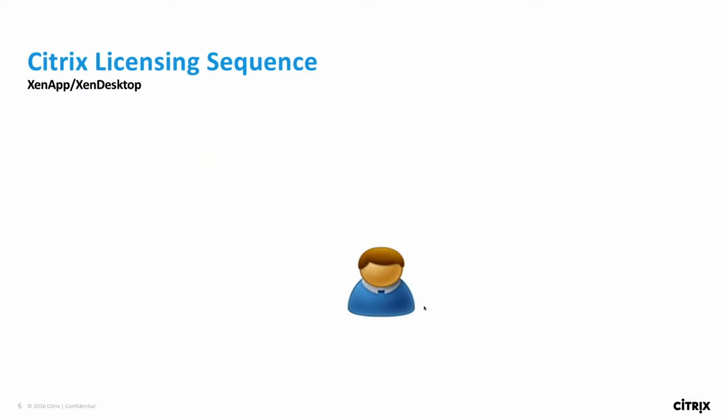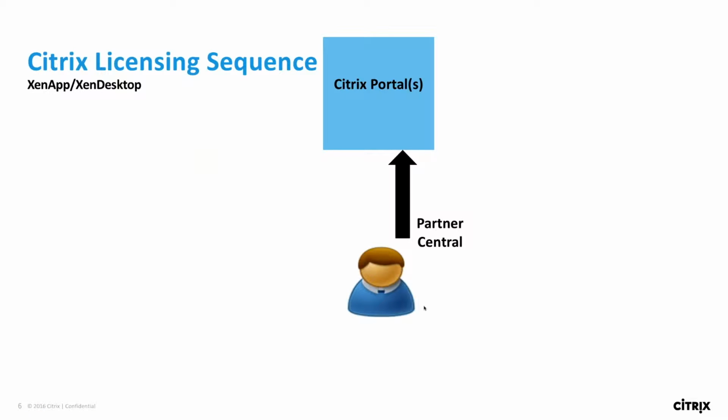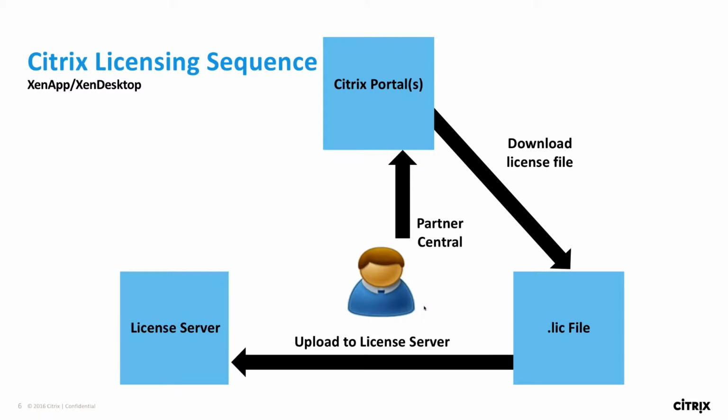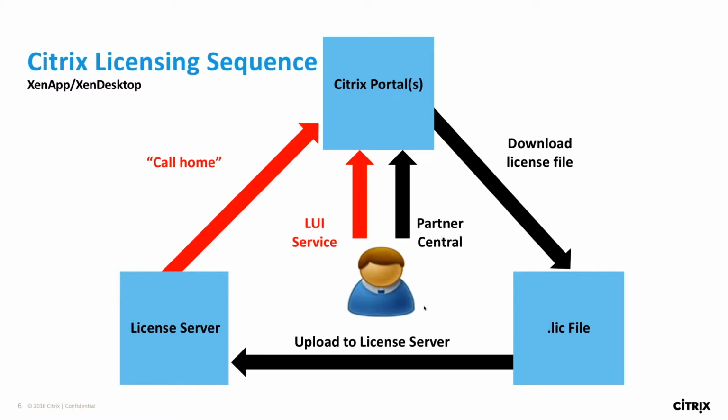If you look at the old Citrix license sequence, the user first went to one of the Citrix portals, mycitrix.com. From there, he acquired the license file, allocated that file, and downloaded that file. And then he uploaded it to the license server. And then the license server is now doing a call home towards sys.citrix.com. That's the LUI Citrix Cloud portal. And now the user can also go to the LUI service and can exactly see what's happening.